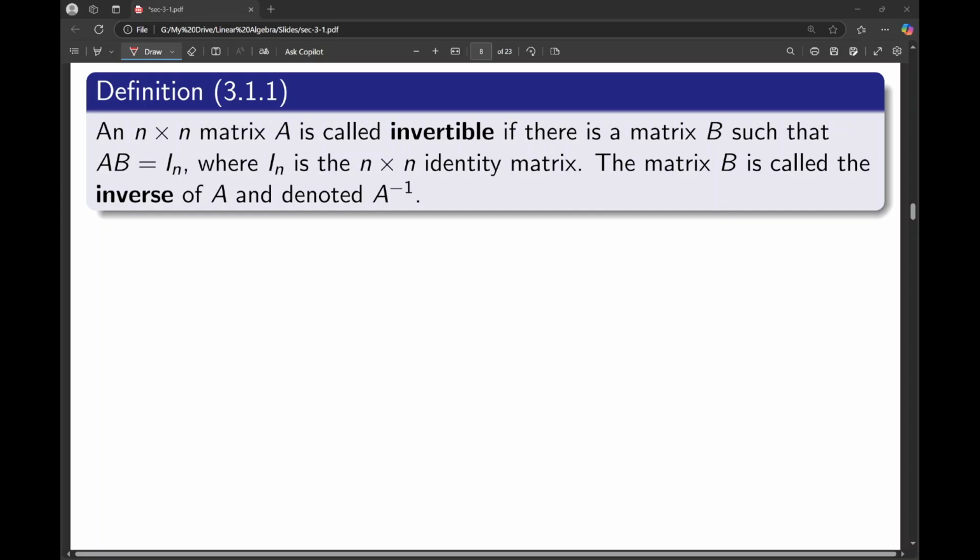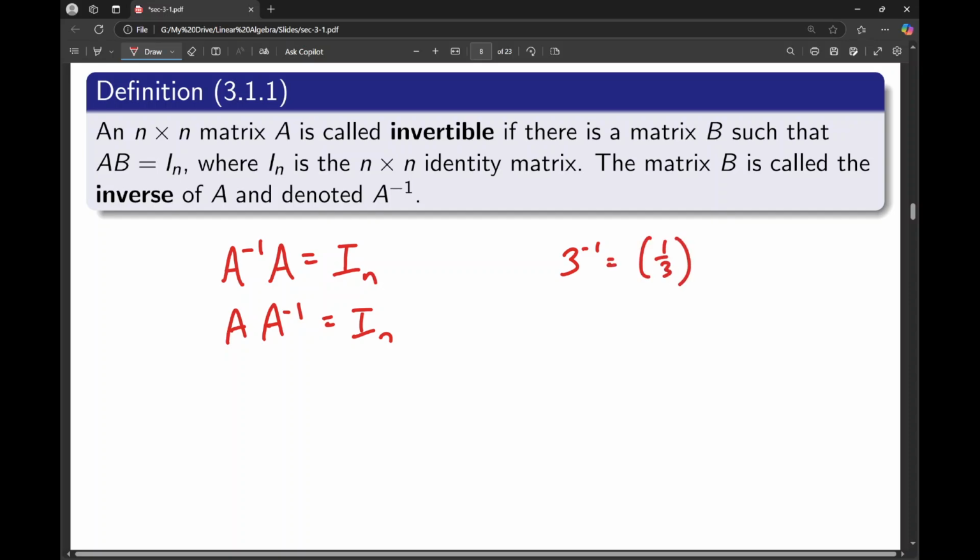So then basically we use A inverse as the matrix that undoes A. So A inverse times A equals the identity matrix, and also the other way around, A times A inverse equals the identity matrix. The inverse matrix is the matrix that undoes multiplying by A. So in numbers, we would say like 3 inverse is 1/3. If I multiply by 1/3, it undoes multiplying by 3.